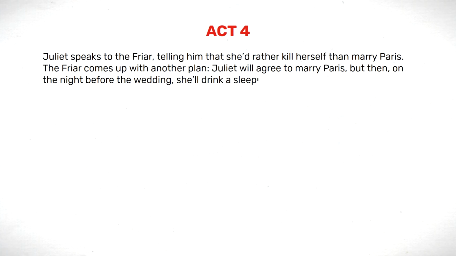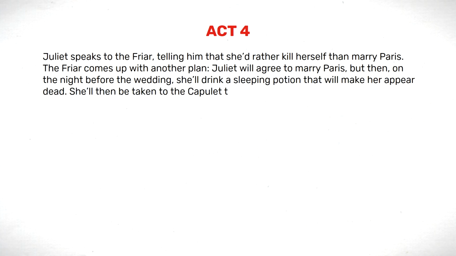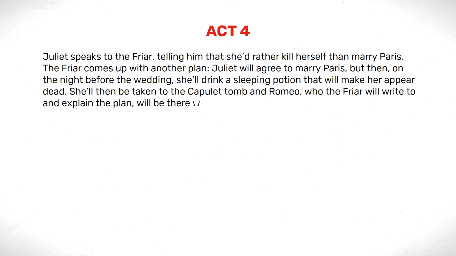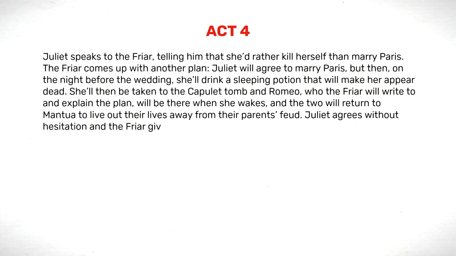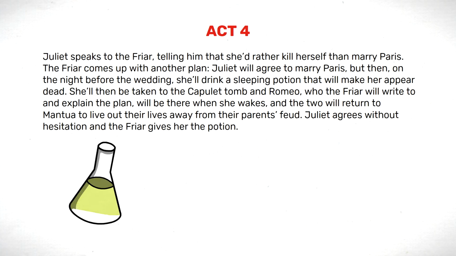Juliet will agree to marry Paris, but then, on the night before the wedding, she'll drink a sleeping potion that will make her appear dead. She'll then be taken to the Capulet tomb, and Romeo, who the friar will write to and explain the plan, will be there when she wakes up, and the two will return to Mantua to live out their lives away from their parents' feud. Juliet agrees without hesitation, and the friar gives her the potion.